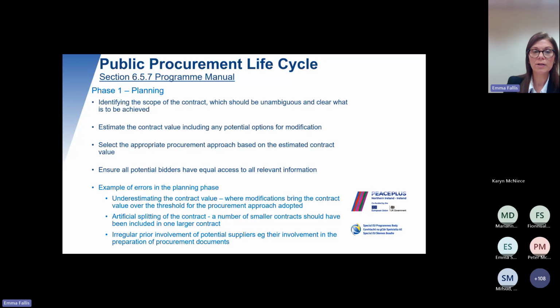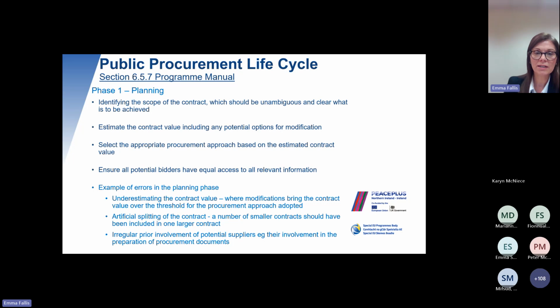So examples of errors within the planning phase relate to underestimating the contract value, where modifications bring the contract value over the threshold for the procurement approach adopted. So this is where if you had identified maybe your contract only to be €28,000 and then you were going to modify it, and maybe it brings you then over into the threshold of €31,000 or €32,000, which means then that you really should be moving into the next procurement action.